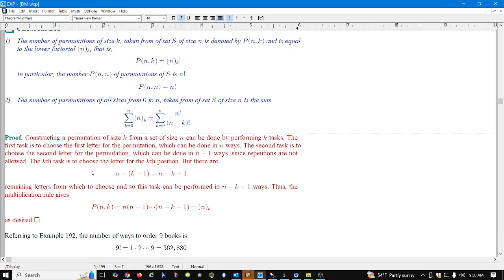And as we work our way down, the kth task would be to choose the letter for the kth position. But by that time, we've already chosen k-1 letters, so we can't use those, so we're left with n minus k plus 1. And so with the multiplication rule, checking the independence, it's okay. The multiplication rule gives us this product, which is exactly n lower factorial k. And this is why the lower factorials are so important. They count permutations.